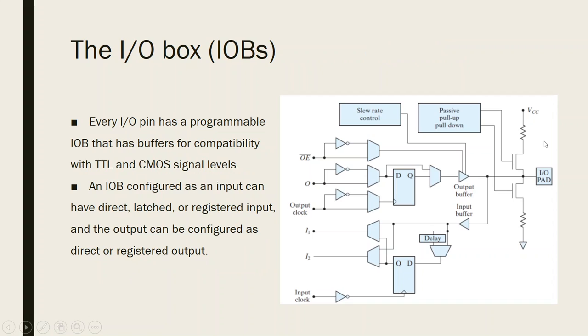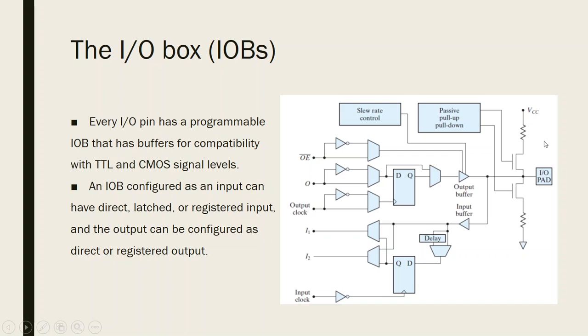So the IOBs or the input output blocks, or input output buffers, whichever way you want to call them, every I/O pin has a programmable IOB that has buffers for compatibility with TTL and CMOS signal levels. I'm sure by now you would have understood what is TTL, which is transistor-transistor logic, and CMOS is complementary metal oxide semiconductor. So these are two types of architectures that are available, and I'm sure you'd have understood the difference between the two by now.